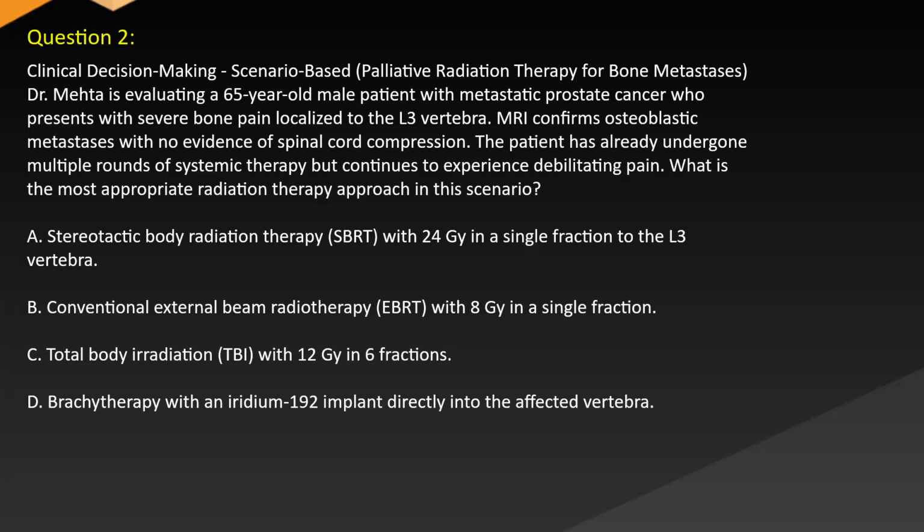A. Stereotactic body radiation therapy (SBRT) with 24 Gy in a single fraction to the L4 vertebra. B. Conventional external beam radiotherapy (EBRT) with 8 Gy in a single fraction. C. Total body irradiation (TBI) with 12 Gy in 6 fractions. D. Brachytherapy with an iridium-192 implant directly into the affected vertebra.